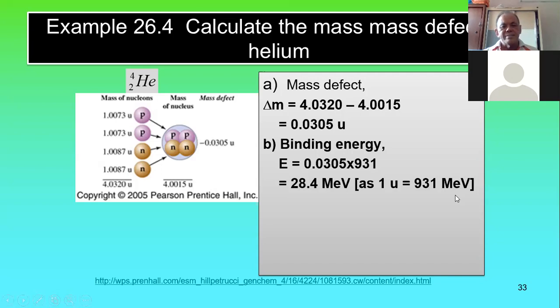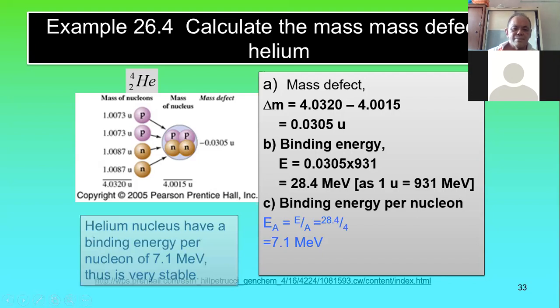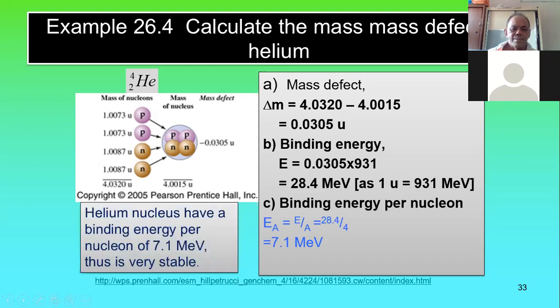Then we want to calculate, finally, the binding energy per nucleon. We divide by 4, and we get 7.1. This is very high. Right? We'll show later on, most of them are about 8. So for helium, this is quite high. So helium is very stable.